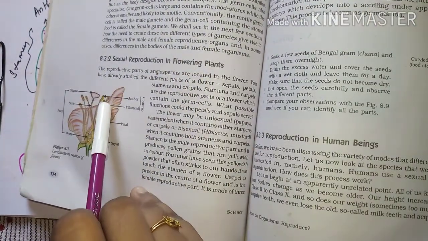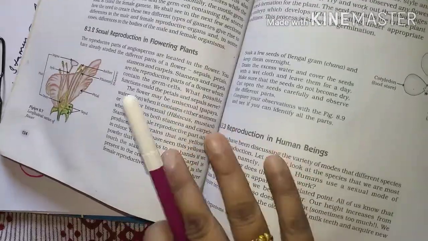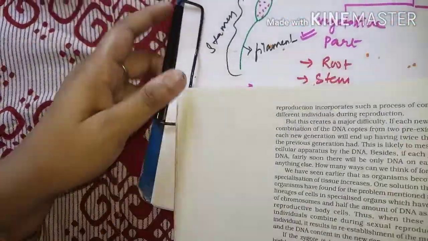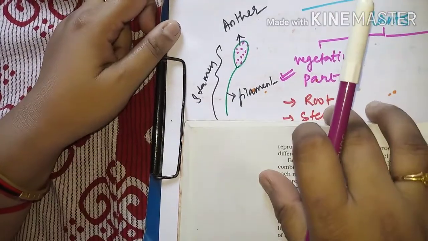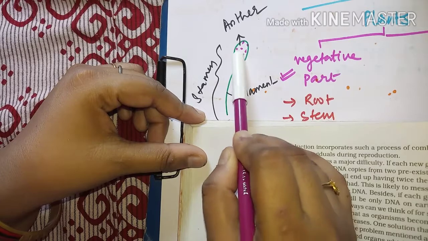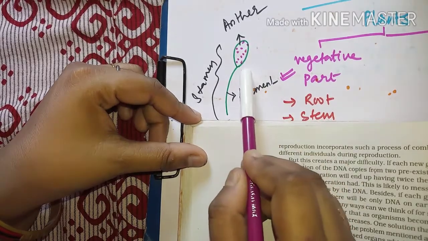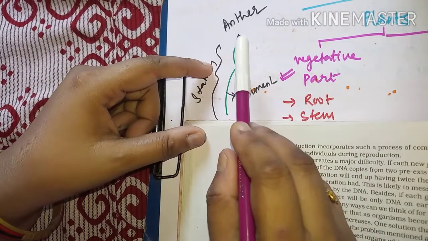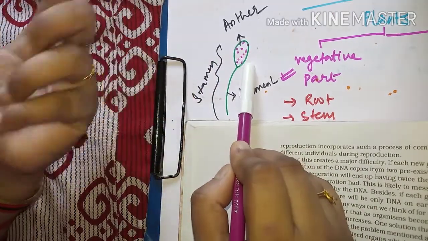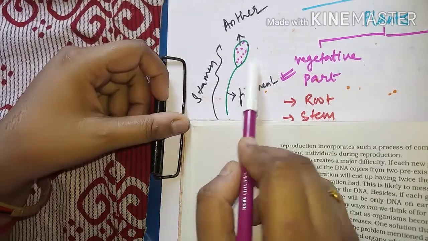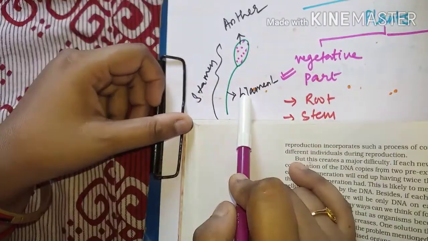Now this is the diagram of a stamen. I have drawn the diagram here. This bulb-like structure is the anther, and this part is the filament. The filament helps in holding the anther, and the anther is the part from which the pollen grains arise, as well as being present on it. So this is the male reproductive part of the flower.